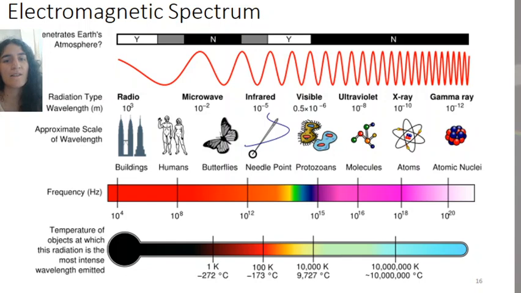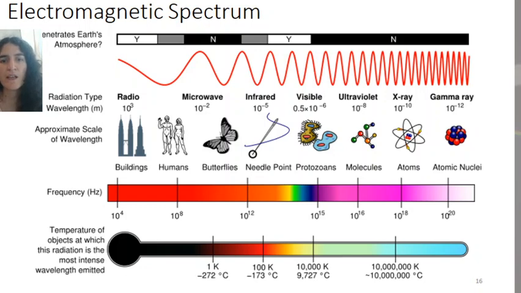Ultraviolet light is the size of molecules. X-rays are the size of atoms, and gamma rays are the size of atomic nuclei, right? So knowing the relative size of electromagnetic waves is important because that will determine what types of matter are most impacted by those waves, right? So I do want to discuss that a little bit more.